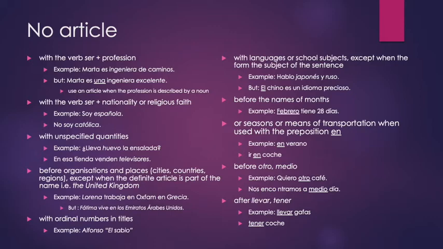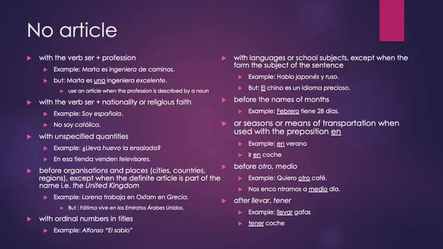Yeah, with ordinal numbers in titles, for example, Alfonso el Sabio. So when you say, for example, someone the wise, the great, stuff like that, you will use an article.